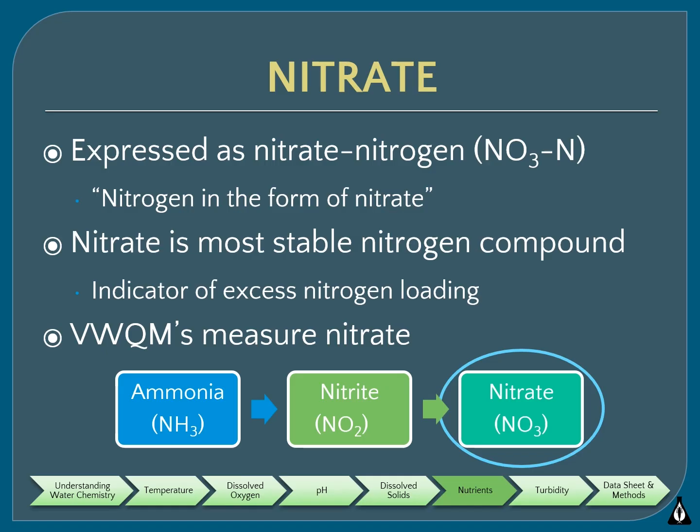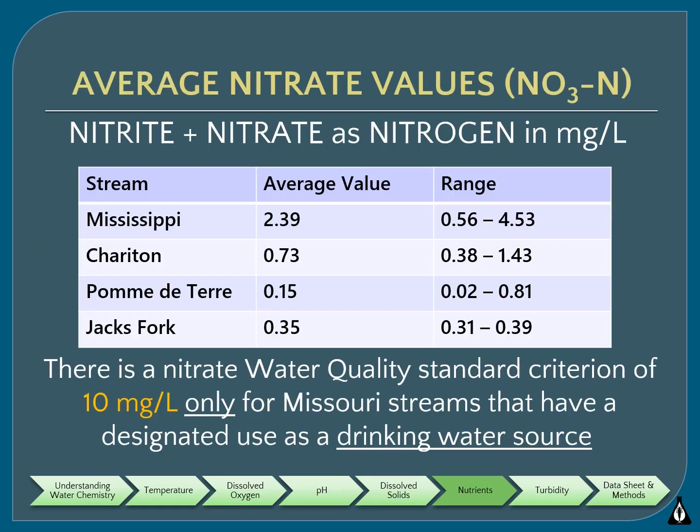So here are some average nitrate values in a few different streams within Missouri. Starting with the Mississippi, you can see that its average value is a lot higher than all the other ones. That's because the Mississippi drains a super large watershed. It covers 43% of the entire continental US, and that consists of over 1,245,000 square miles, including all parts of 31 states and 2 Canadian provinces. So you can imagine there are lots of sources of nitrogen that drain into the Mississippi River.